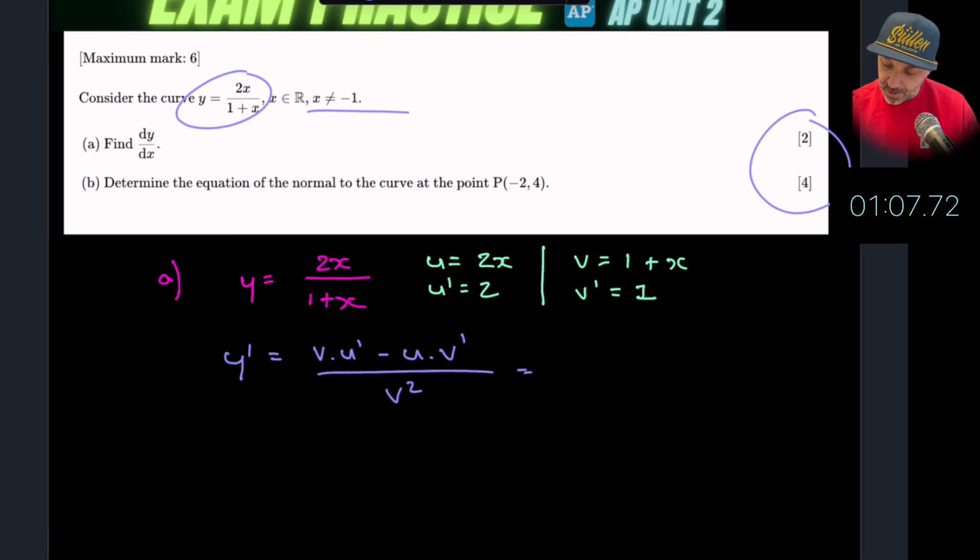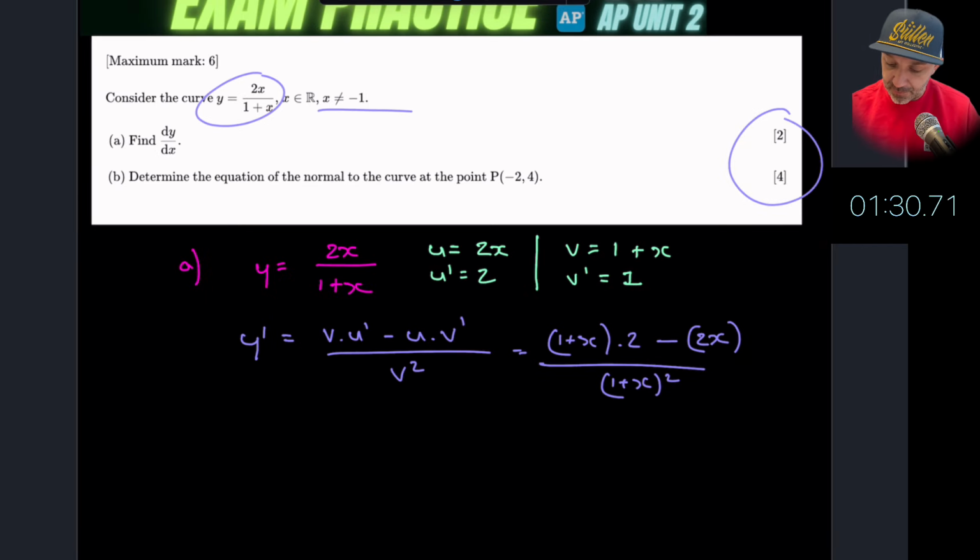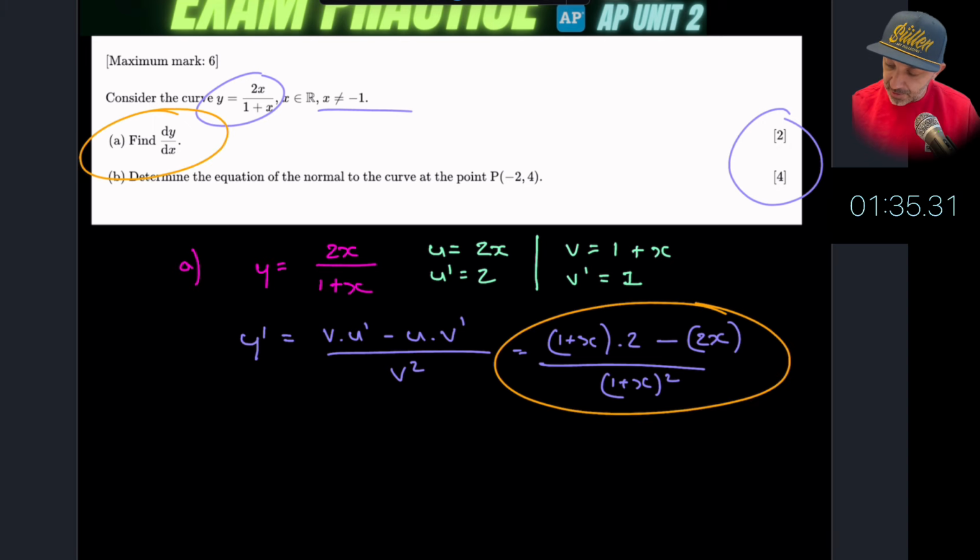Substitute everything in. v is 1 plus x. du is just simply 2 minus u, which is 2x, and dv, which is just 1, so times by 1. All over v squared, which is 1 plus x all squared. Now, I said in a previous video, you can watch my playlist, that you don't really need to simplify this if you're going to substitute a value in. Okay, it just says find dy by dx. I have done that. I will just simplify it just as it is a relatively easy simplification.